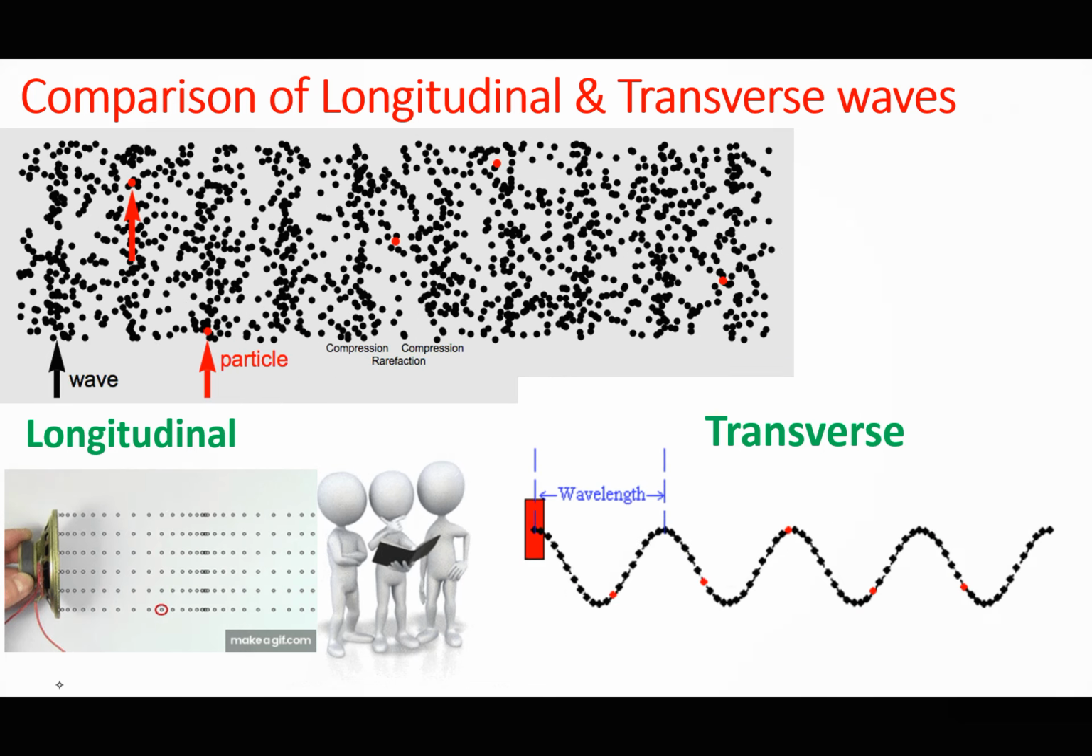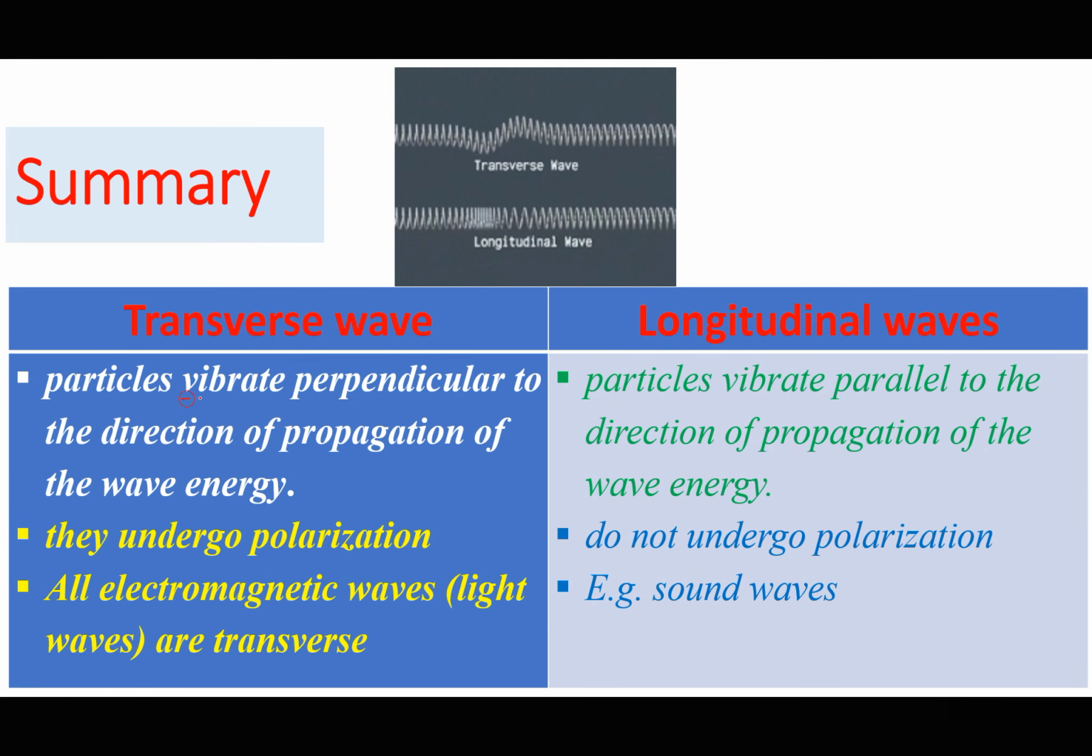So in summary, when we talk about a transverse wave, the particles vibrate perpendicular to the direction of propagation of wave energy. For longitudinal, the particles vibrate parallel to the direction of propagation of wave energy. You must refer to the particle. The particles of longitudinal waves vibrate parallel to the direction of propagation of wave energy. The particles of transverse waves vibrate perpendicular to the direction of propagation of wave energy.